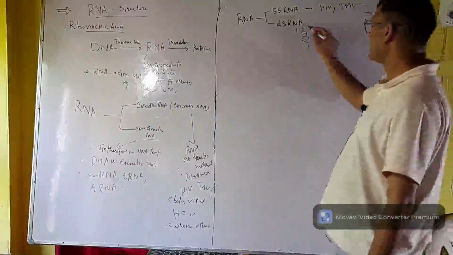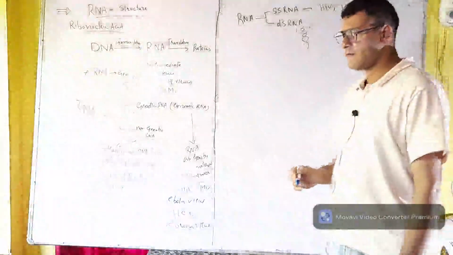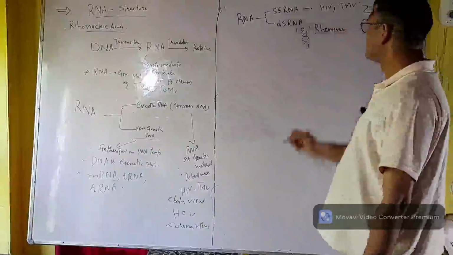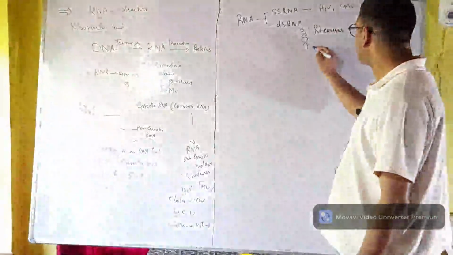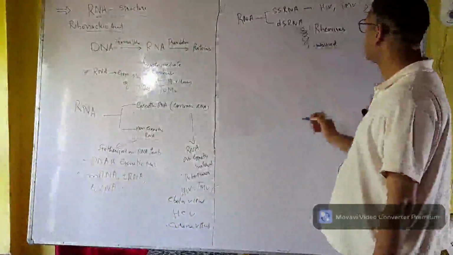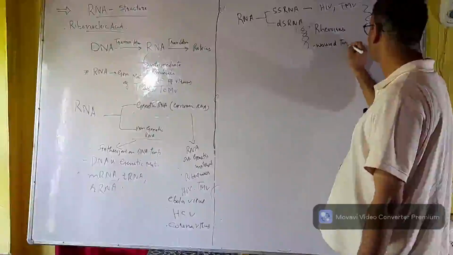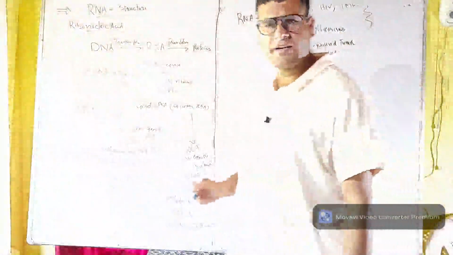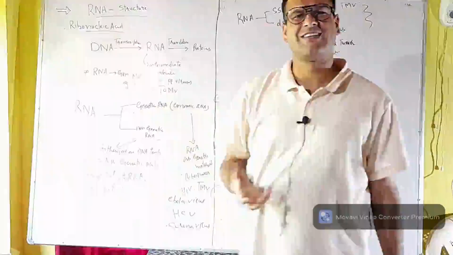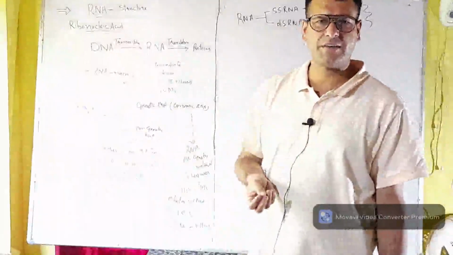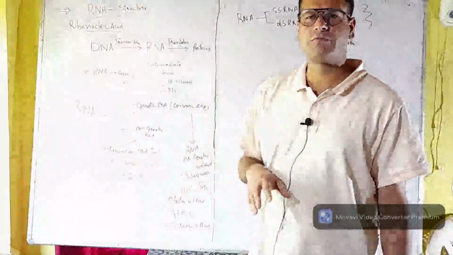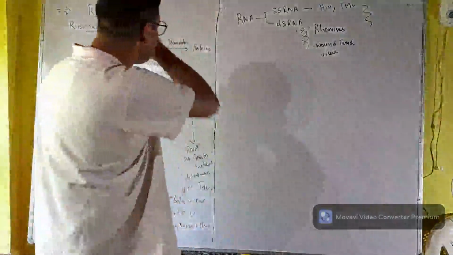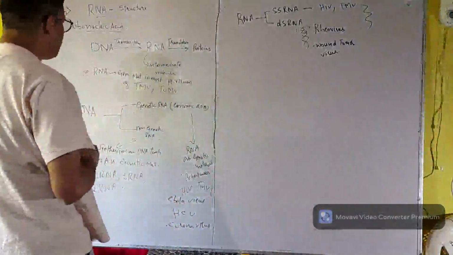That is in some viruses. For example, Reo virus, where RNA is double-stranded. We have wound tumor virus, where RNA is double-stranded. So RNA can be single-stranded, but exceptions exist in the case of Reo virus and wound tumor virus, where RNA is double-stranded. This was regarding single-stranded and double-stranded.